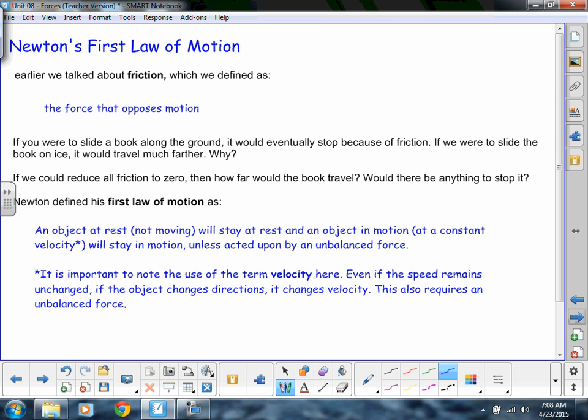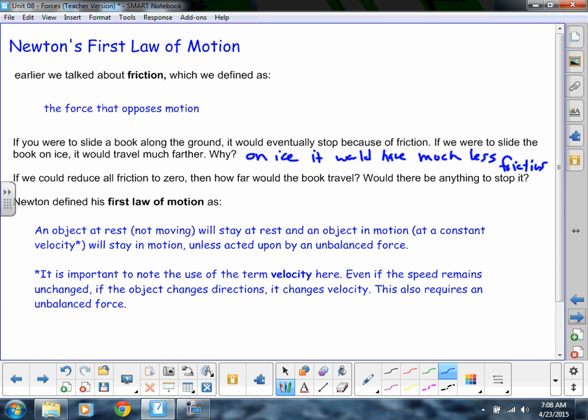Newton's first law of motion. So with friction again is the force that opposes motion. If you were to slide a book along the ground, it would eventually stop because of friction. Okay. If we were to slide this book on ice, it would travel a lot farther. Well, why? Well, on ice, it would have much less friction.